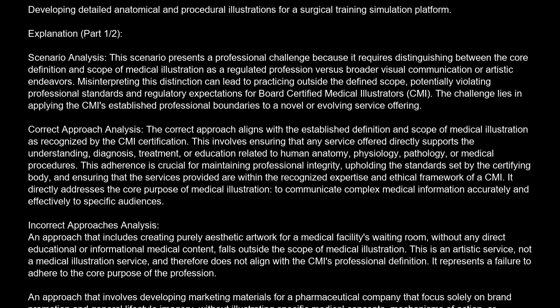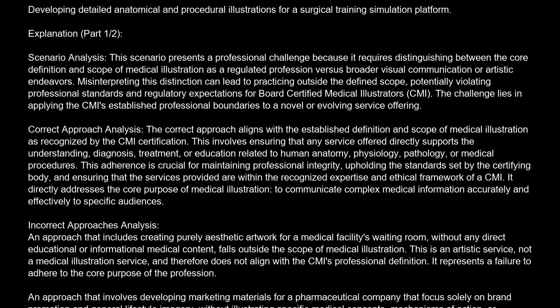Explanation. Scenario analysis. This scenario presents a professional challenge because it requires distinguishing between the core definition and scope of medical illustration as a regulated profession versus broader visual communication or artistic endeavors. Misinterpreting this distinction can lead to practicing outside the defined scope, potentially violating professional standards and regulatory expectations for board-certified medical illustrators, CMI. The challenge lies in applying the CMI's established professional boundaries to a novel or evolving service offering.